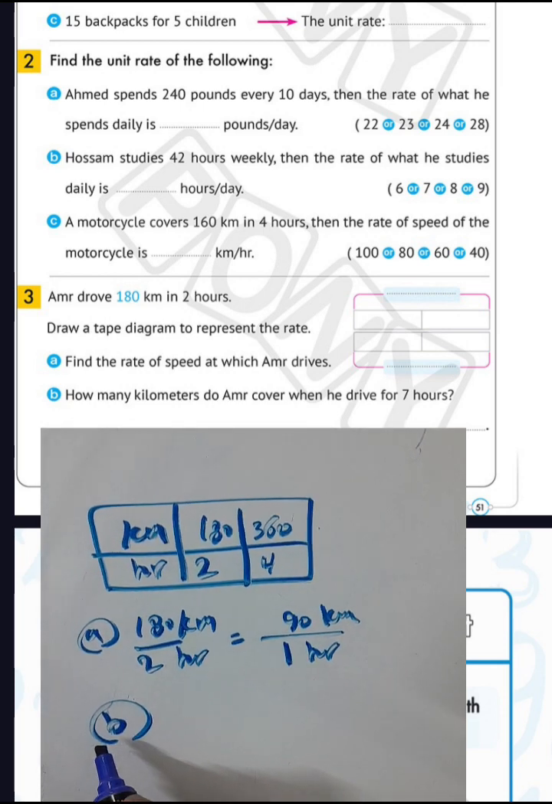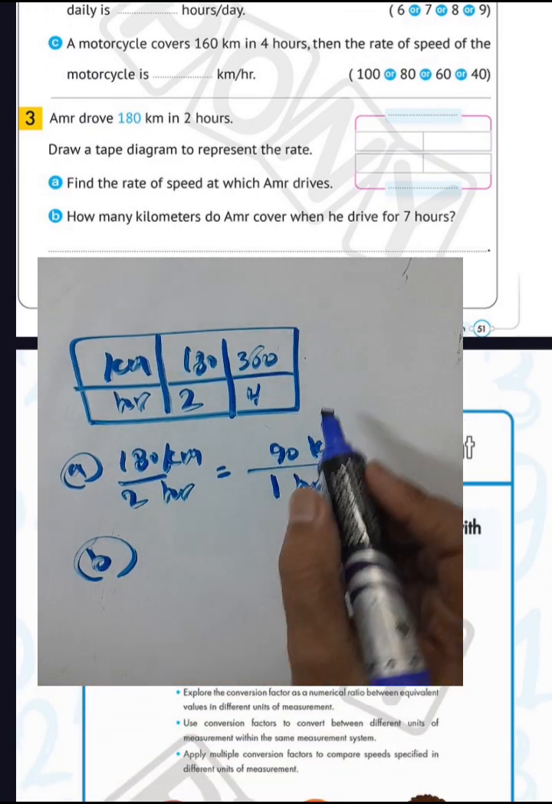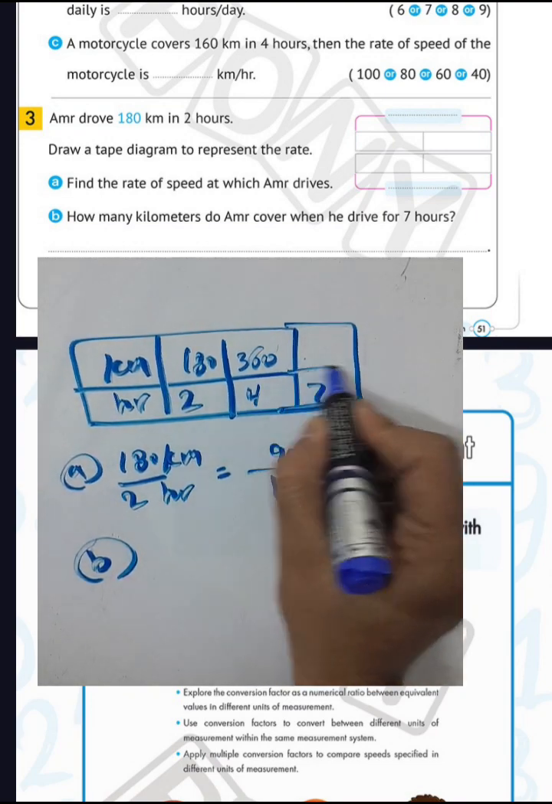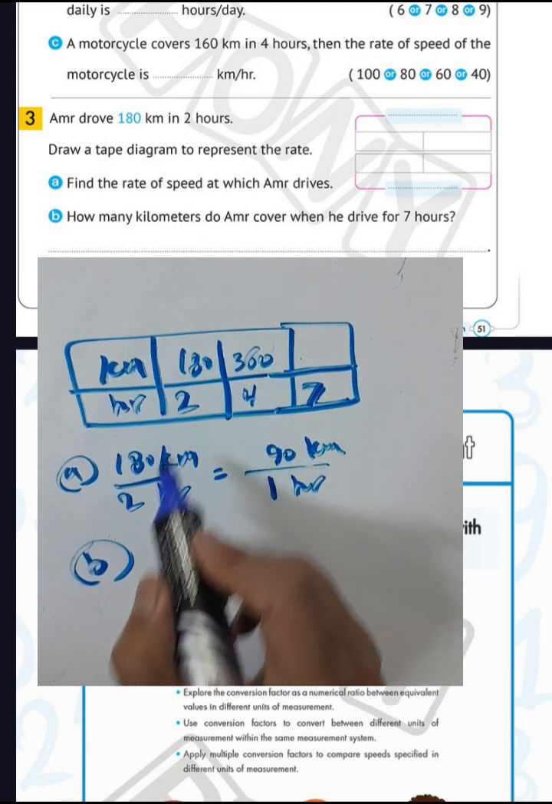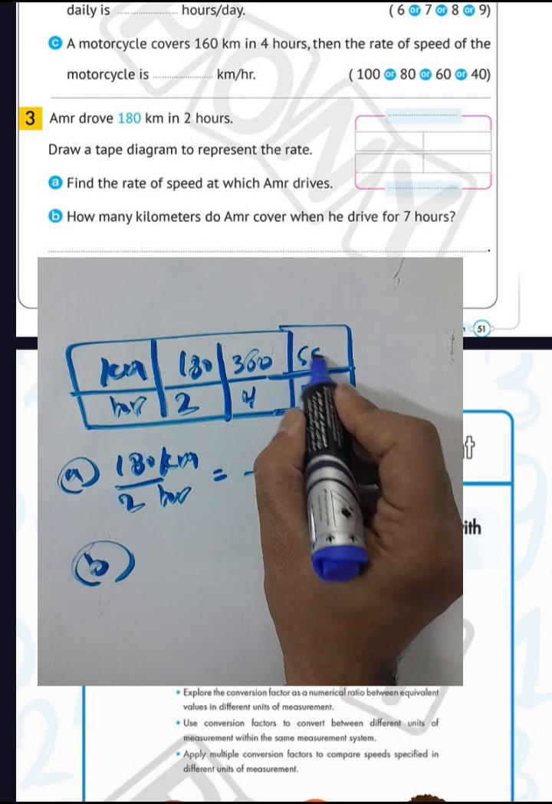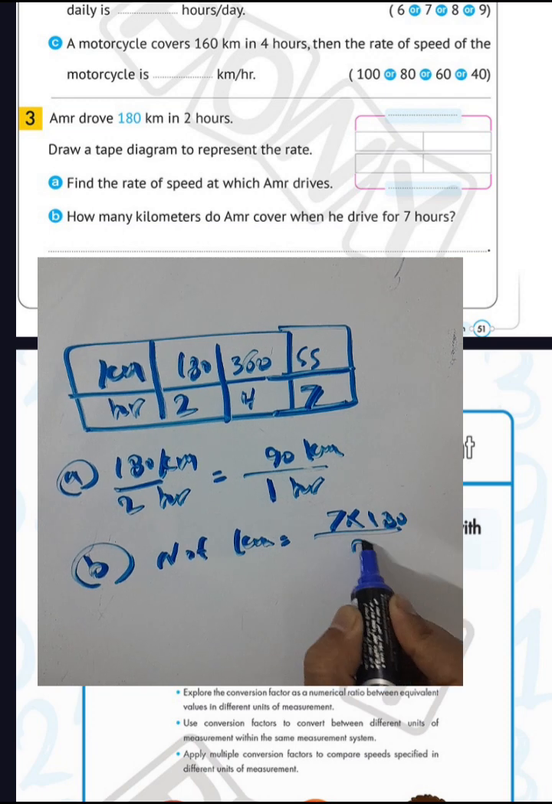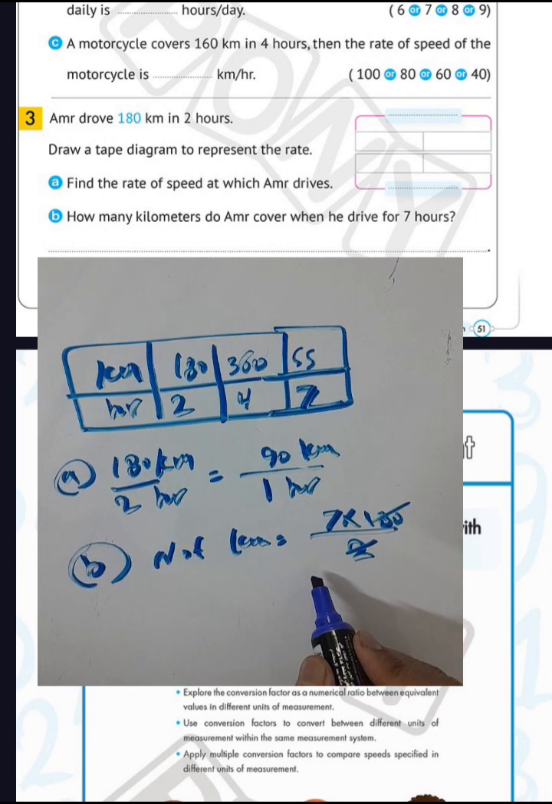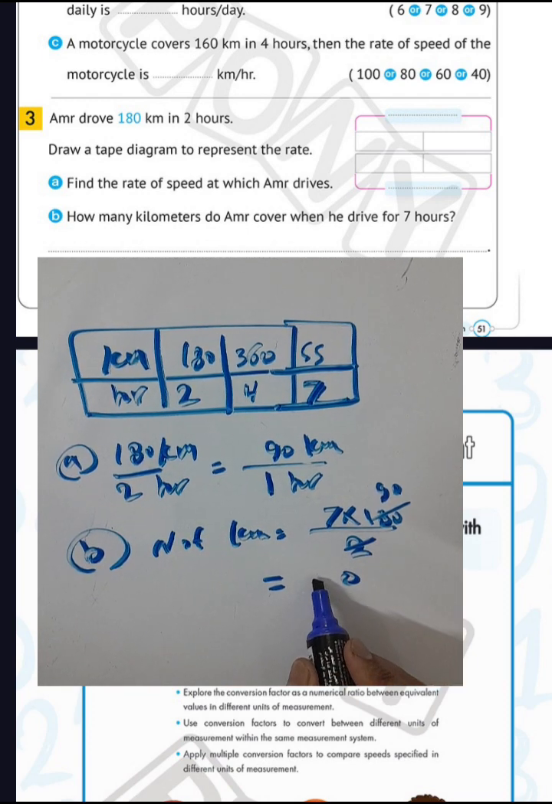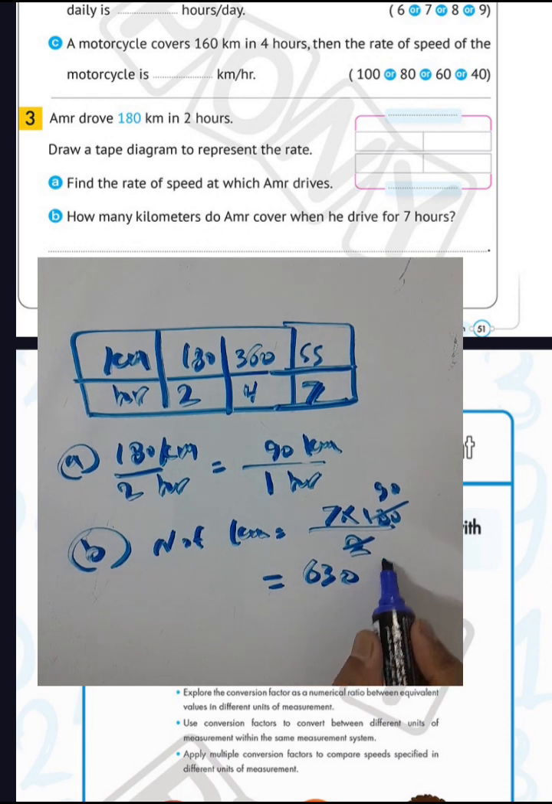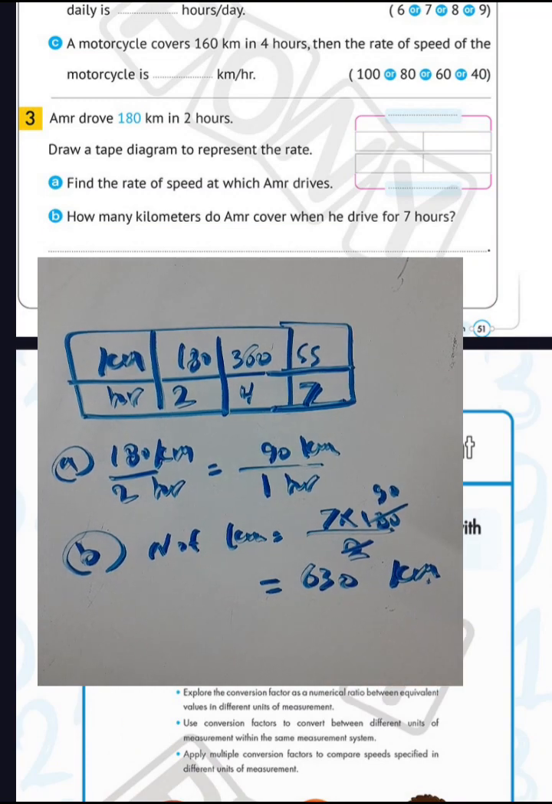What about question letter B? How many kilometers does Amr cover when he drives 7 hours? We can write here 7 in the table and complete. We write the number of kilometers: it will be 7 multiplied by 180 divided by 2. 180 divided by 2 will be 90. 90 times 7: write 0, and 7 times 9 equals 63. Then the number of kilometers will be 630 kilometers.